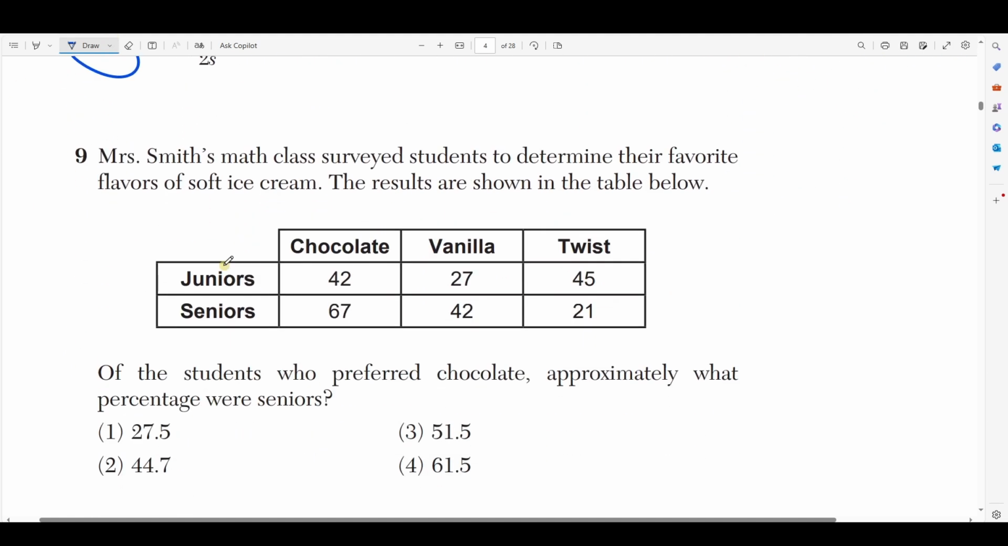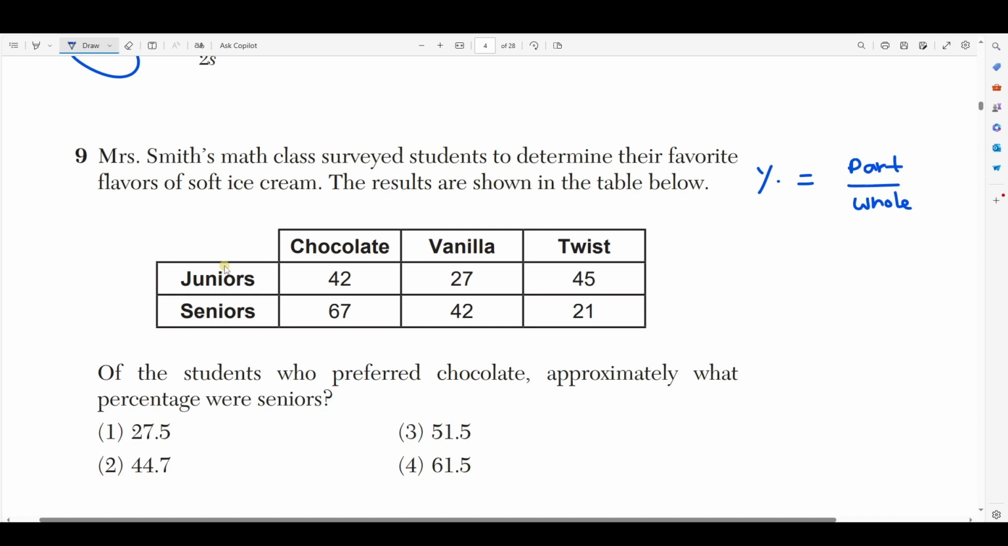Number 9 says, Mrs. Smith's math class surveyed students to determine their favorite flavor of soft ice cream. The results are shown in the table below. Of the students who preferred chocolate, approximately what percentage were senior? So here, when you're dealing with percentages, you're calculating a part over a whole, right? So a part of something over the entire amount.